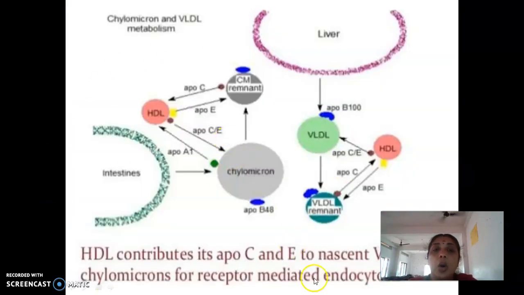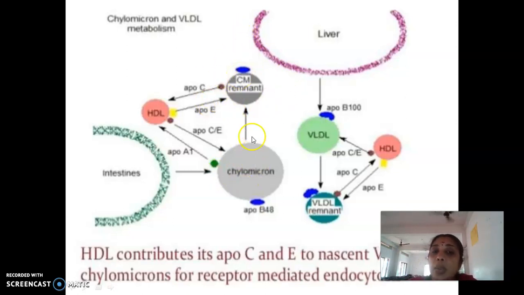Right, so this is the overall metabolism of all the lipoproteins. That is, the liver is there, the intestine is there, right? So from the intestine, the dietary lipids are taken up by the chylomicron molecule, which is having ApoB48 on it. The ApoB48 is synthesized by the intestine, right? This chylomicron will be converted into chylomicron remnants by the continuous release of TG and cholesterol esters to the adipose tissue and skeletal muscle, so that finally the size will be reduced to give rise to the chylomicron remnant.